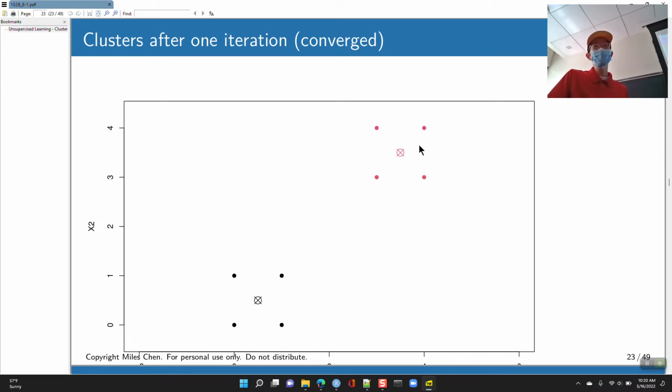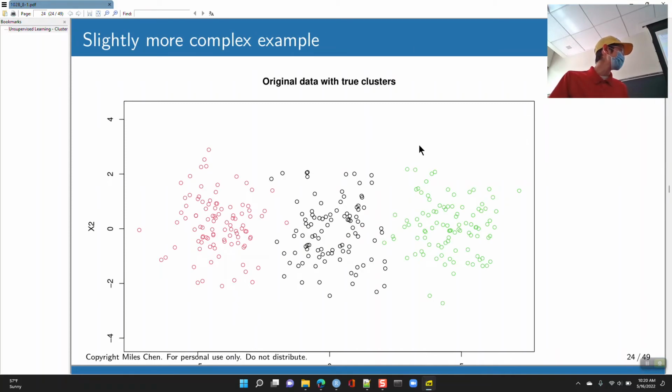And so for this very simple toy data set, the K-means clustering algorithm has worked in terms of finding 2 clusters that make sense to us. Okay, and that's that. That's the K-means clustering algorithm right there. Let's try this out with a slightly bigger example.